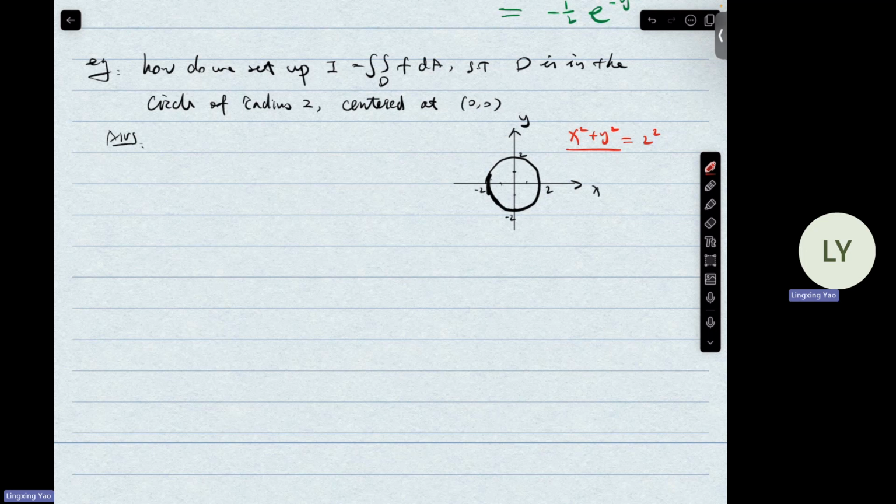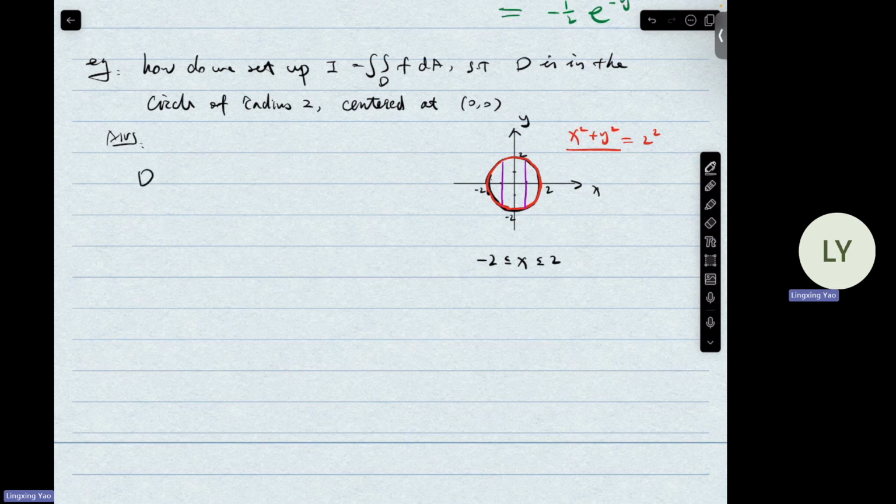But then the question is, with this circle of radius 2 and the equation we were just writing down, if we want to treat this as, for example, a type 1 region, what do we need to do? We need to find the upper bound and the lower bound for the y variable, right? And always the x is bounded between -2 and 2. So -2 and +2 for x is quite obvious.